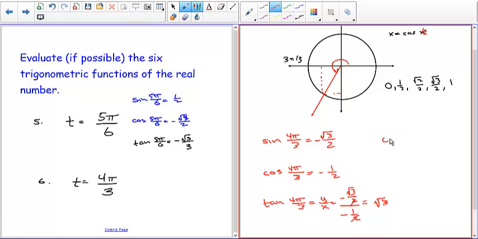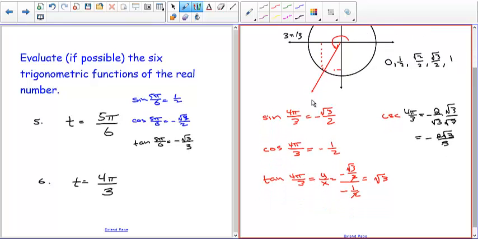Next, cosecant of t, which is 4 pi over 3. Take the reciprocal of this, which is negative 2 divided by the square root of 3, multiply by the square root of 3 over the square root of 3. So you get negative 2 times the square root of 3 over 3.